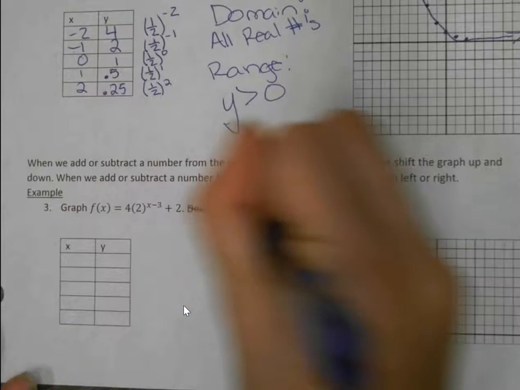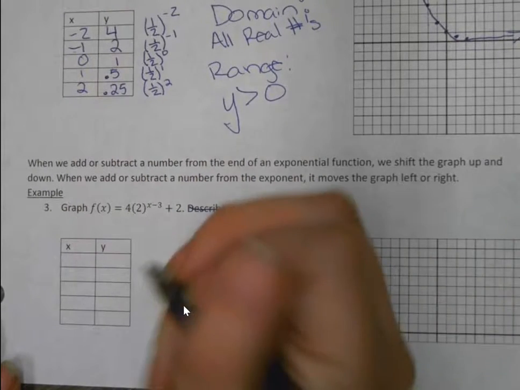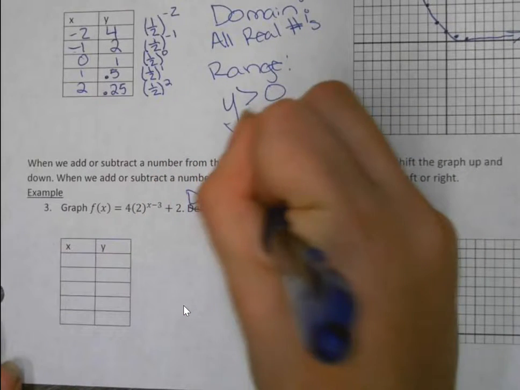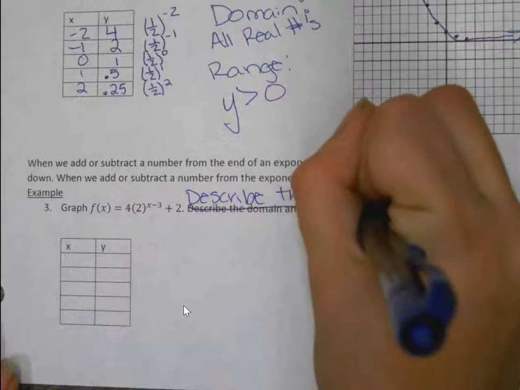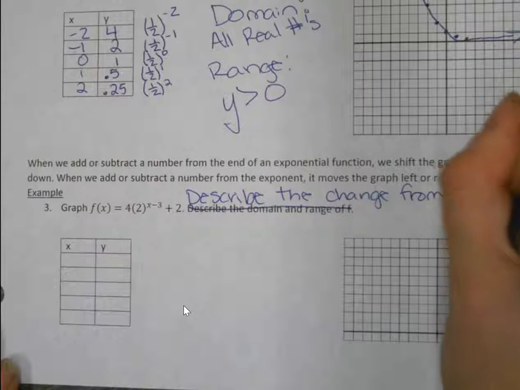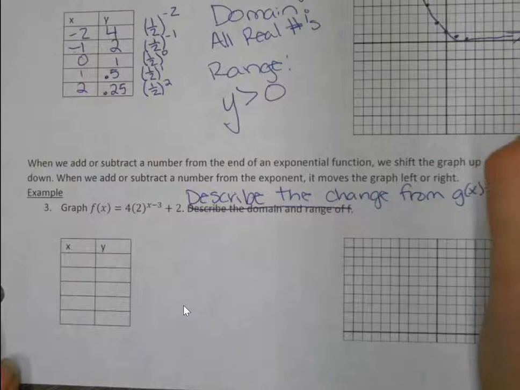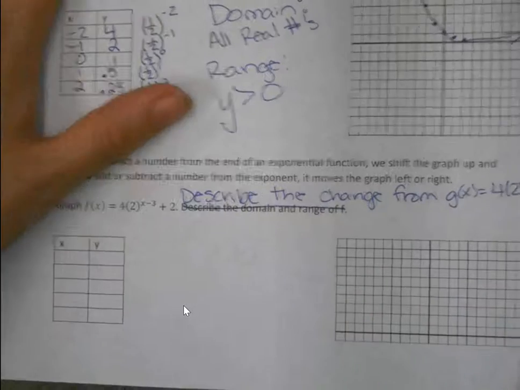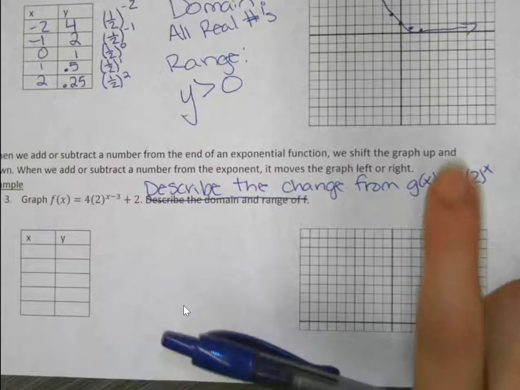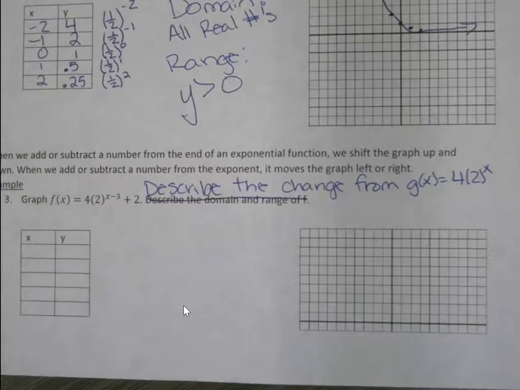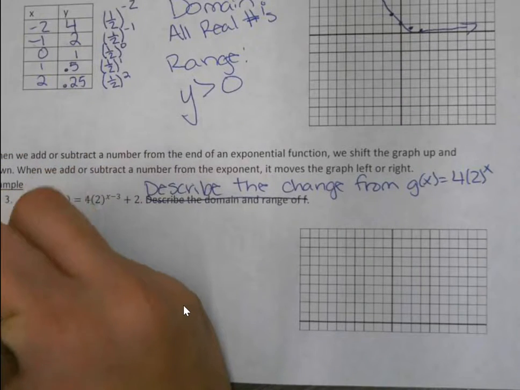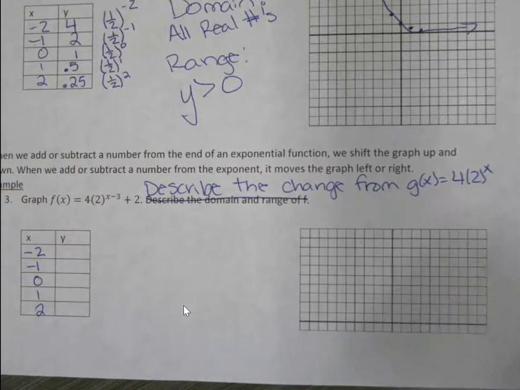I'm going to change the directions here, and instead of describe the domain, I want to say describe the change from g of x equals 4 to the 2x. Remember, 4 to the 2x was the one we graphed for number 1. So when we graph this, we'll look back at number 1 to compare. So same thing, I'm going to plug in my same numbers, -2, -1, 0, 1, and 2. But this time, I'm going to plug them in a little bit differently.